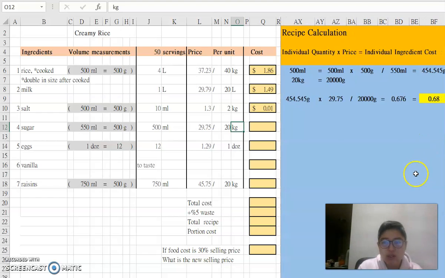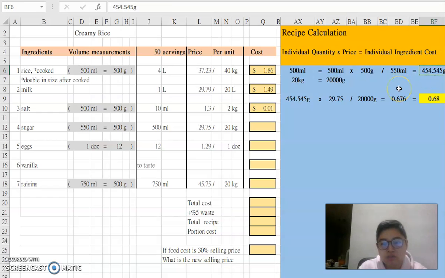So I have something changed to grams here. 500 milliliters changed to grams is equal to 500 milliliters times 500 grams divided by 550 milliliters. Then this milliliters can cross out with this milliliters, and then we have the calculation. 500 times 500 divided by 550.